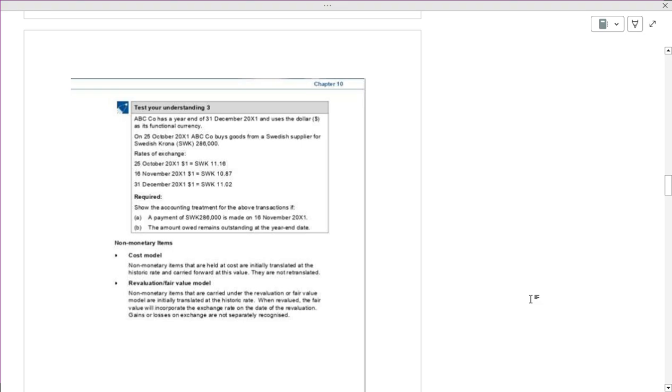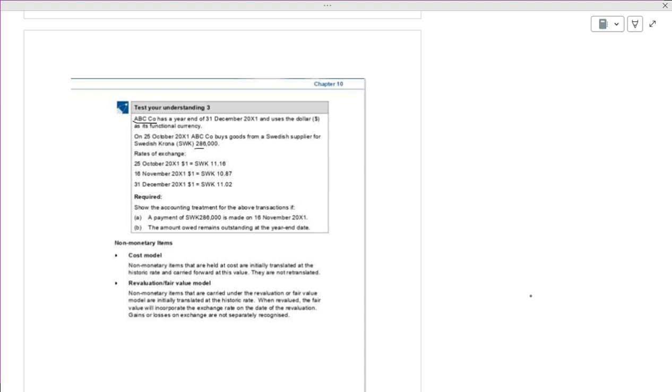Now, ABC has a year end. It uses the dollar as its functional currency. Always think about the company we are talking about in the first place. On 25th October, it buys goods from a Swedish supplier for 286. Then 21st October 11.16, 16th November 10.87, 31st December 11. There is a fluctuation, it is going up and down.